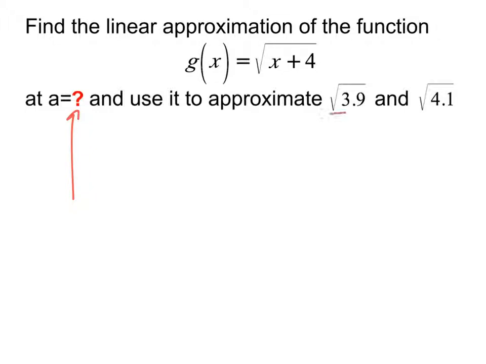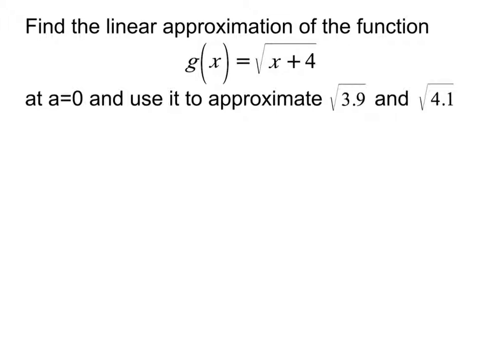So notice these are the values that we're going to be estimating, 3.9 and 4.1. If those are the values I want to take the square root of, what should I plug in for x? 0. It's not 4 this time, because 4 plus 4 would give me 8. That would be estimating the square root of 8. We want to do 0, because I want the number inside here to be close to these two numbers. Well, both of those are close to 4, so I want the number inside to be close to 4. That means a is going to be 0 in this case.